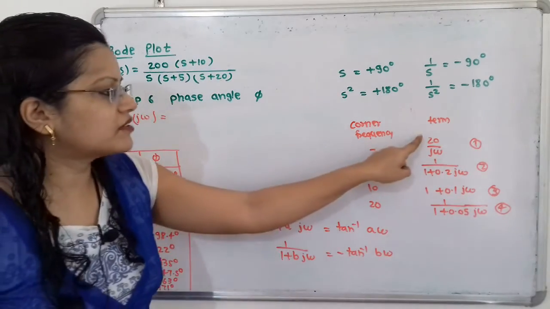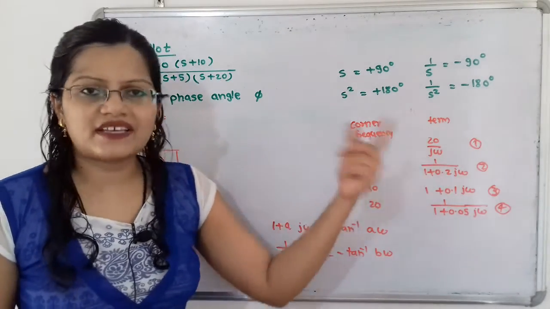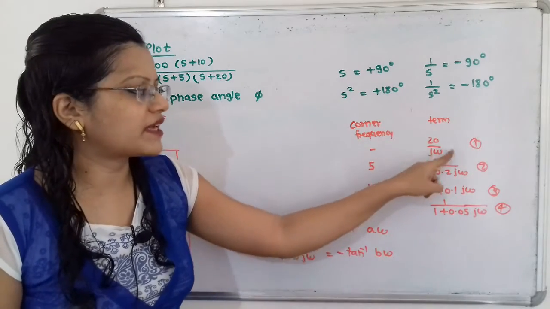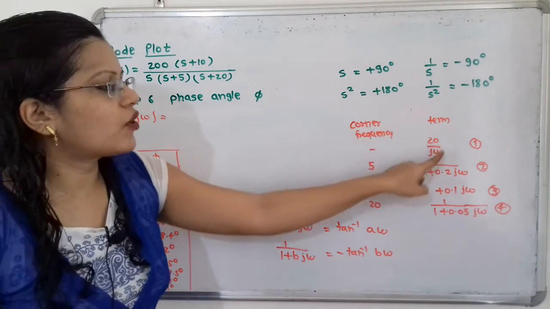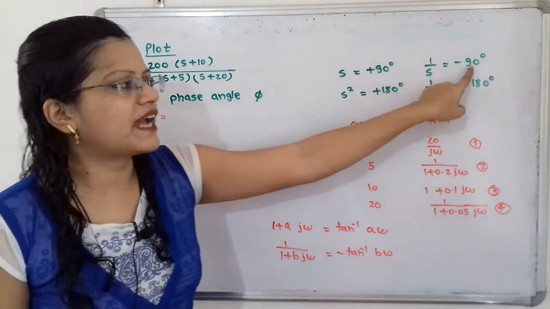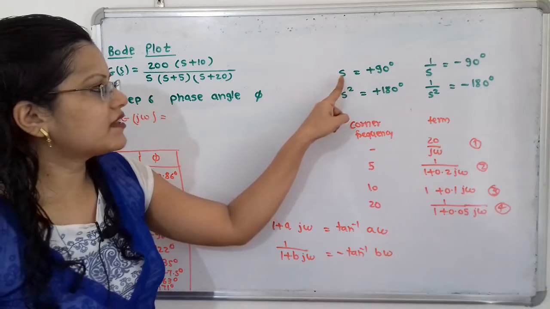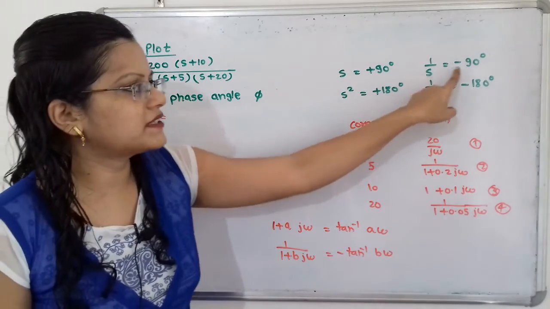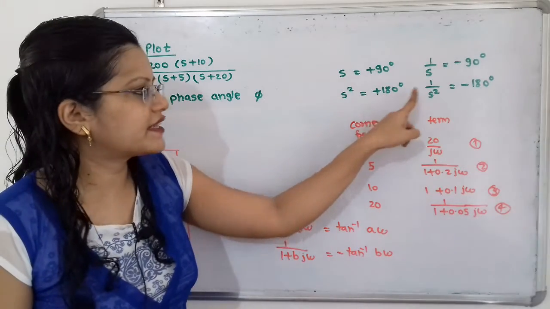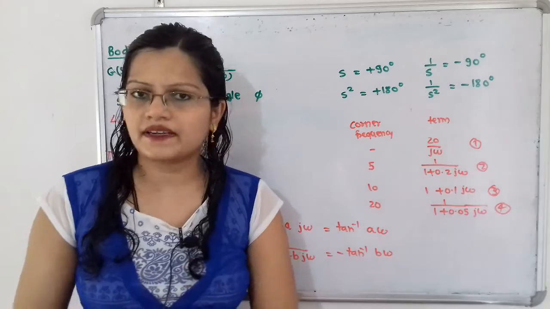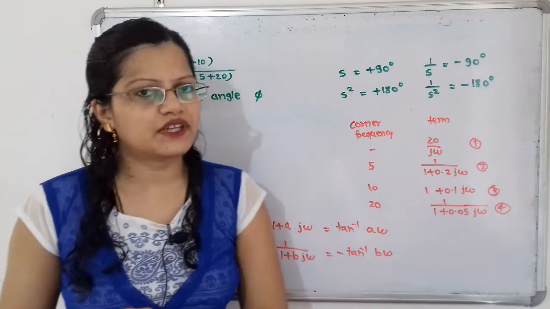Now if we observe, the first term is 20 by j omega. Whenever we see j omega, we can say s, because instead of s we can put j omega. So whenever the term is in the form of 1 by s, we have to select the angle of minus 90 degrees. Whenever s is in the numerator, we will select plus 90, and 1 by s, minus 90. When s square is there, we will select the angle plus 180 degrees. 1 by s square, we will select the angle minus 180 degrees. So these are the important tips that you have to note down in your notebook.